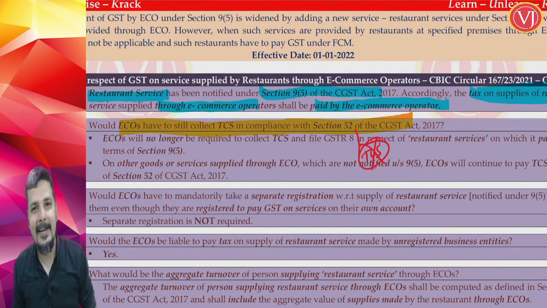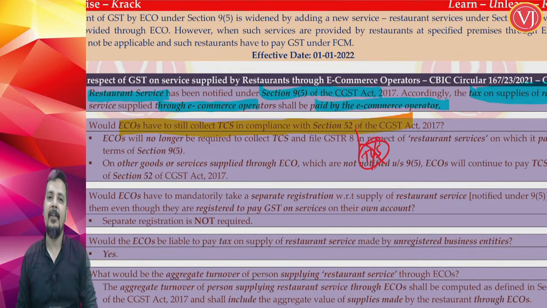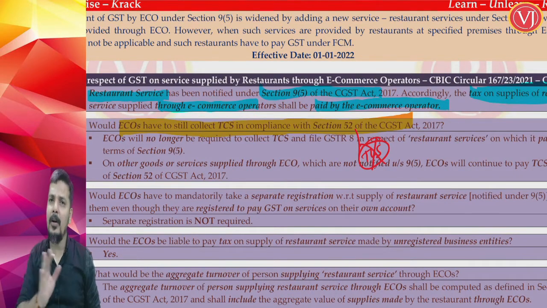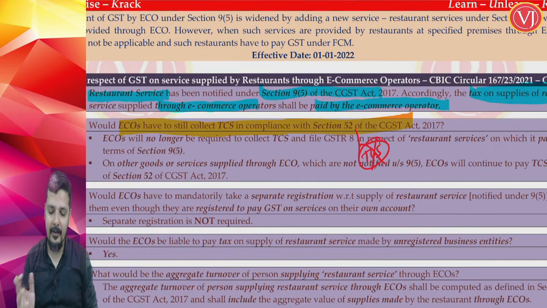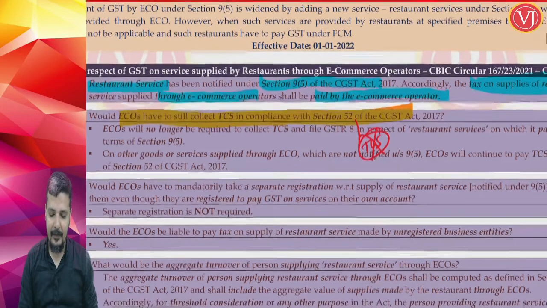Section 52 very clearly tells that this TCS will be there for those cases which are not notified in section 9(5). As now restaurant services has been notified under section 9(5), Eco, that is the intermediaries like Zomato or Swiggy or any such electronic commerce operator, will no longer collect TCS because they themselves are paying taxes. Now the restaurants are not paying taxes, Eco themselves are paying taxes. The question of TCS will not be there. That was the first clarification.